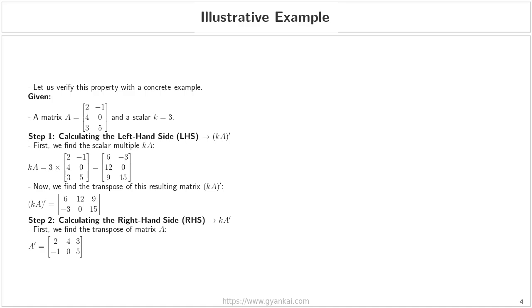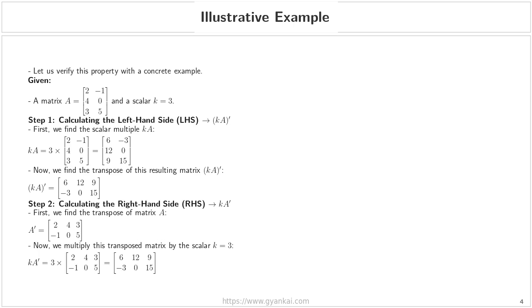By switching the rows and columns of the original matrix, we get a 2x3 matrix where the first row is 2, 4, and 3, and the second row is -1, 0, and 5. Now we multiply this transposed matrix by our scalar, k, which is 3. Multiplying each element by 3, we arrive at a matrix where the first row is 6, 12, and 9, and the second row is -3, 0, and 15.